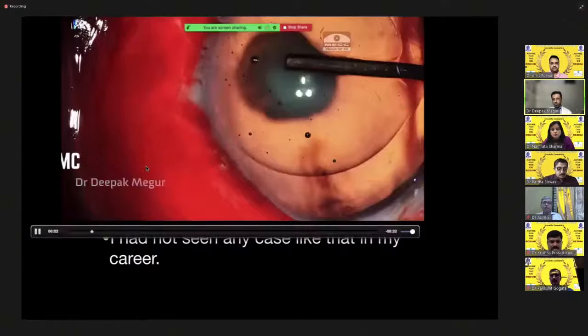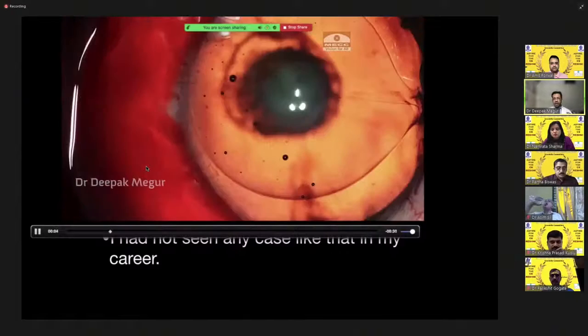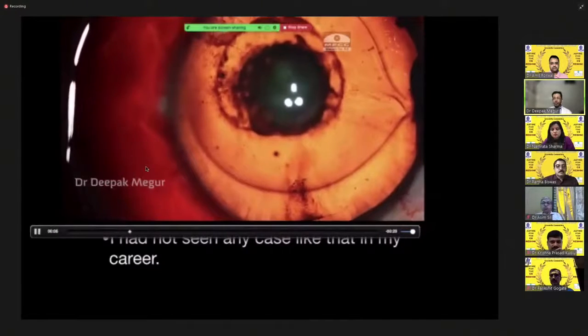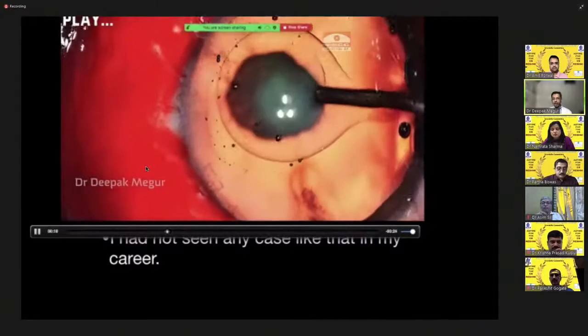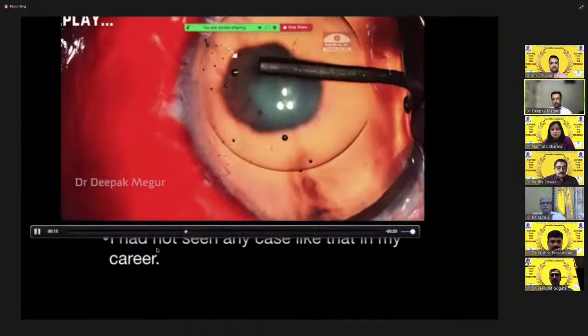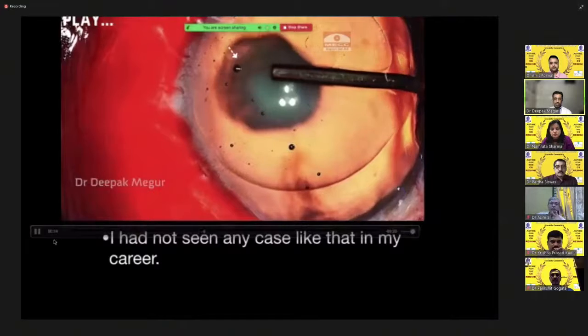It happened in 2017, and I had not seen anything like this. The anterior capsule is still not punctured, and I could see the posterior capsule open in front of me. And this was something extremely new for me. I'd never seen anything like it presented anywhere.